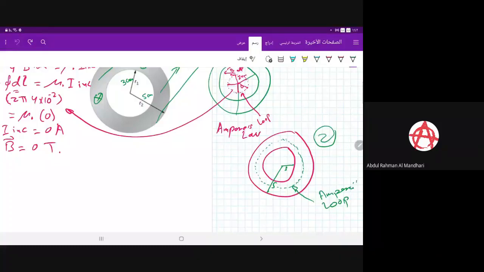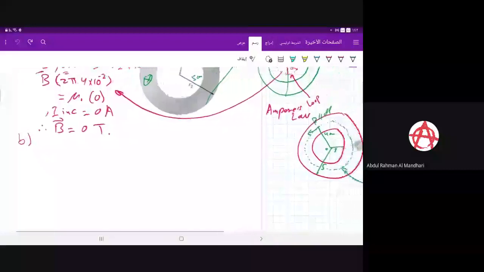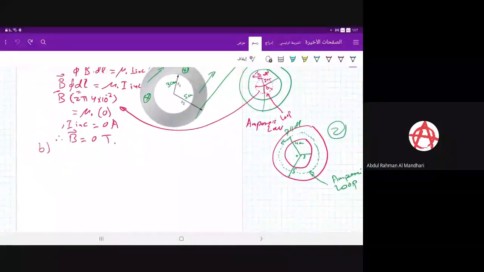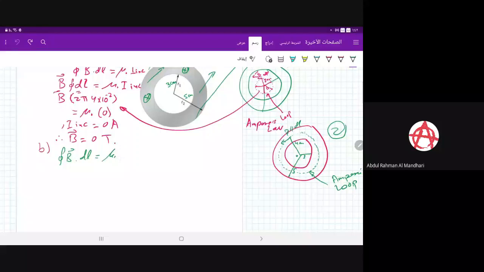Okay. So this is actually 4 centimeters apart from the origin. And we know that B and dl are always in parallel in this case. So the left side is okay with me. I know that this is the integral of B dot dl equals mu naught times I enclosed.